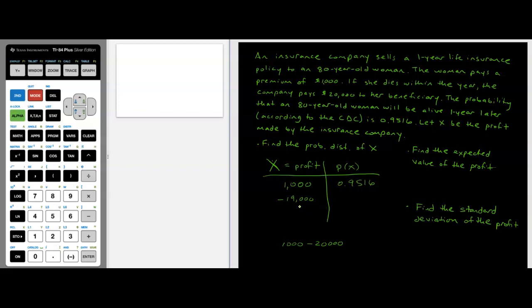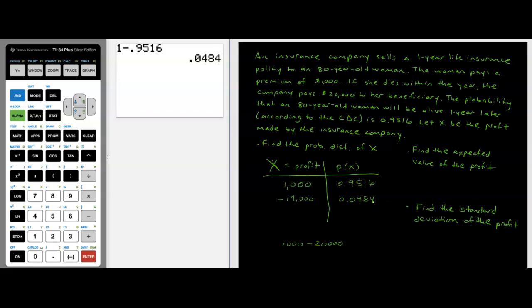probability associated with that profit is pretty small, because the probability that she lives is 0.9516. Therefore, the probability that she does not live, the probability that she dies, is going to be 1 minus 0.9516, and we could see that that is 0.0484. She's got about a 5% chance of that happening, in which case the insurance company has about a 5% chance of paying out $20,000, having a net profit of negative $19,000.